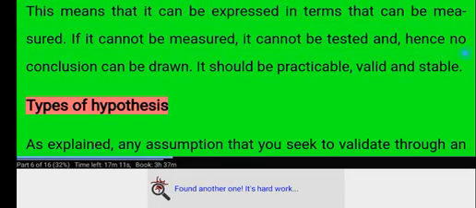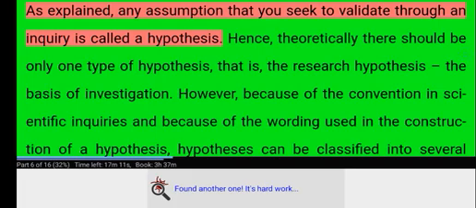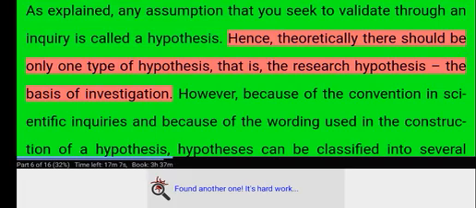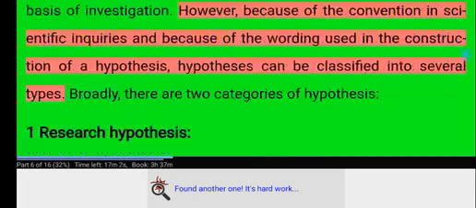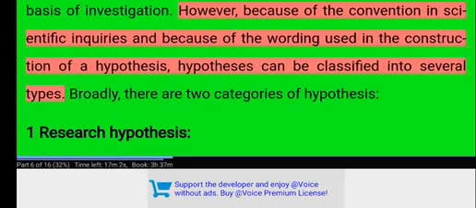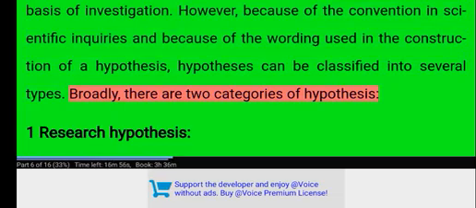Types of hypothesis. As explained, any assumption that you seek to validate through an inquiry is called a hypothesis. Hence, theoretically there should be only one type of hypothesis, that is, the research hypothesis, the basis of investigation. However, because of the convention in scientific inquiries and because of the wording used in the construction of a hypothesis, hypotheses can be classified into several types. Broadly, there are two categories of hypothesis.